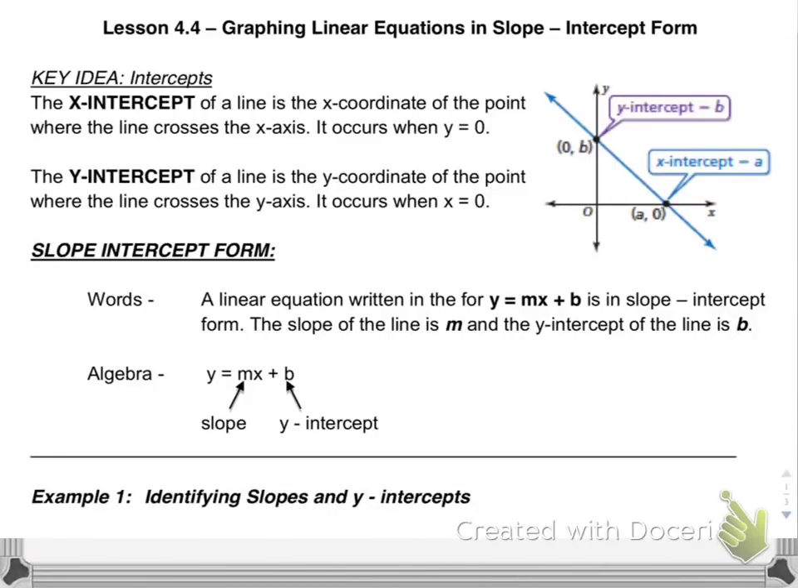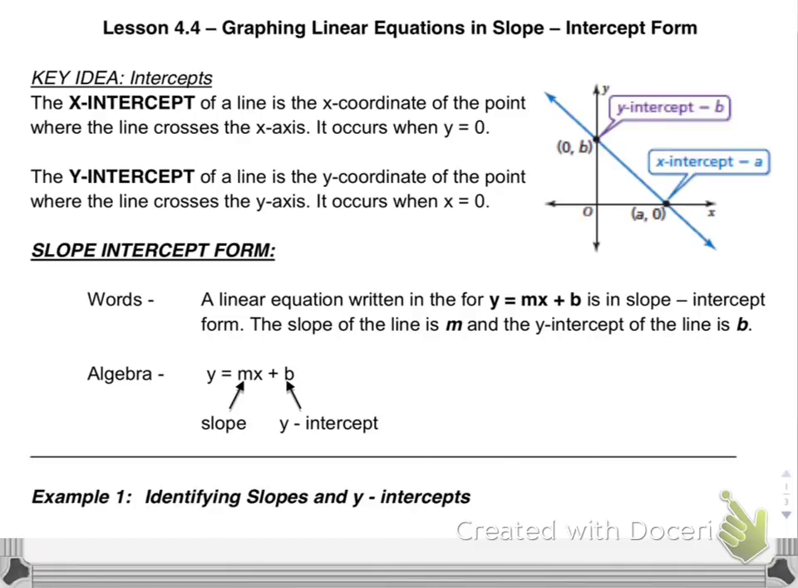Hello class, we are doing lesson 4.4, which is titled Graphing Linear Equations in something called Slope-Intercept form. Now we're just going to start with some vocabulary words, okay?